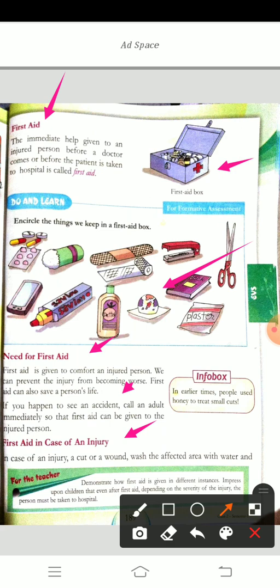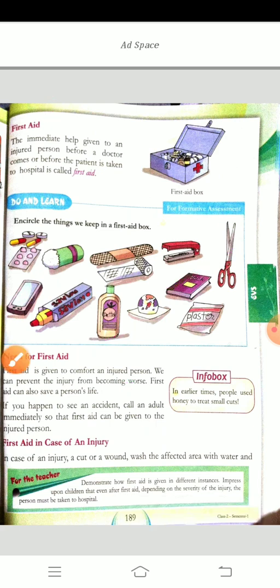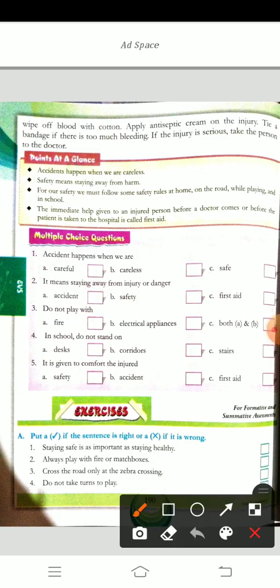First aid in case of an injury. In case of an injury, a cut or a wound, wash the affected area with water and wipe off blood with cotton. Apply antiseptic cream on the injury. Tie a bandage if there is too much bleeding. If the injury is serious, take the person to the doctor. Up to here.